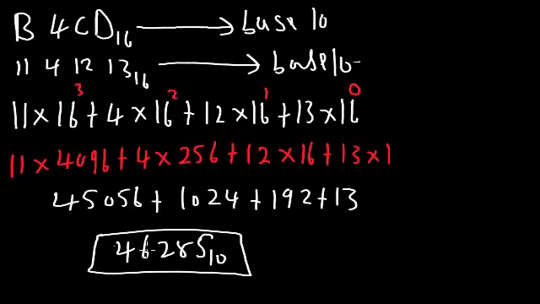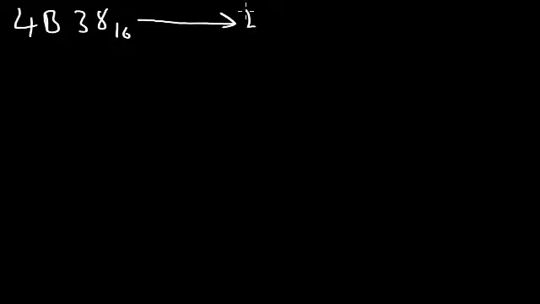Hopefully you find this interesting and comprehensive. Let's consider one more example for easy understanding. And I recommend you pause the video and check these examples out yourself. So how can we convert 4B38 in base 16 all the way to a number in base 10?